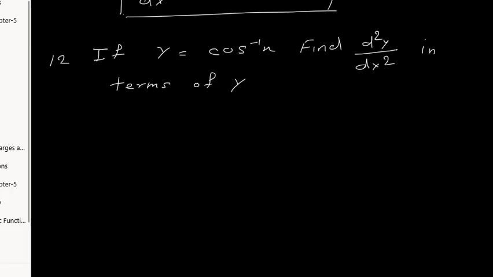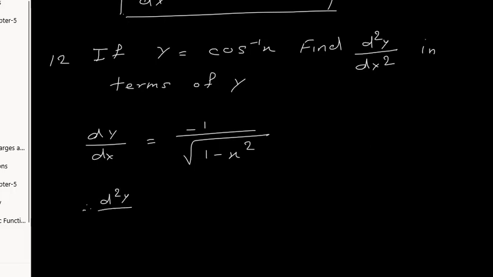in y form. So if we differentiate this y, dy upon dx, the derivative of cos inverse x is minus 1 upon root of 1 minus x square. This is dy upon dx. Therefore, d square y upon dx square is equal to.